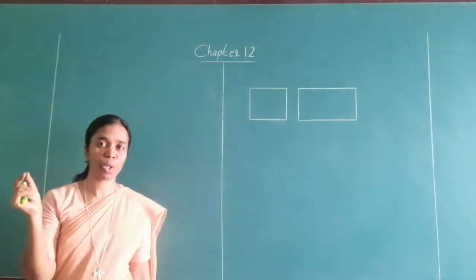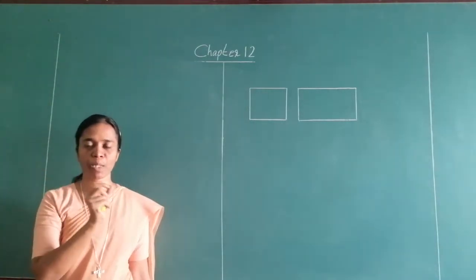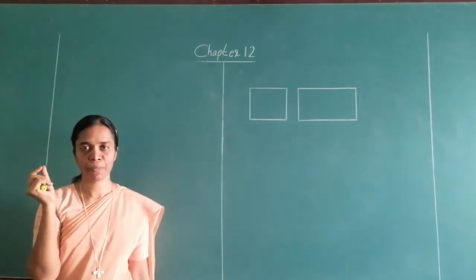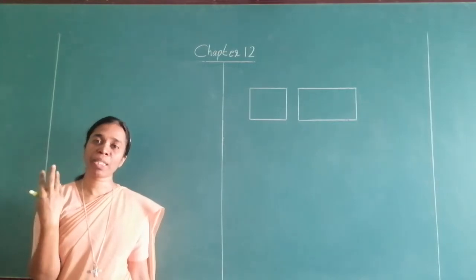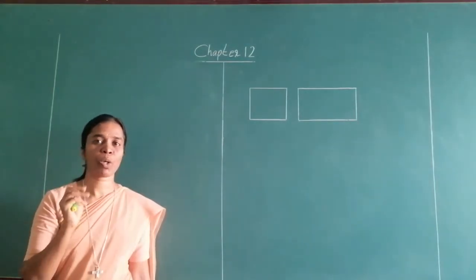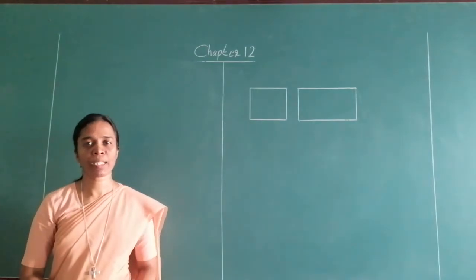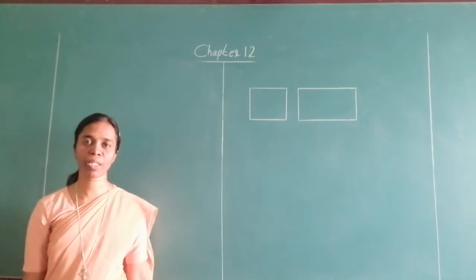Polygon. What do you mean by polygon? Poly means many. Gon is for sides. Polygon means many-sided figure, that is, more than three-sided closed figure. If it is a three-sided closed figure, we call it a triangle. And if it is more than three-sided, I have two polygons drawn over here. Can you tell me which are they?